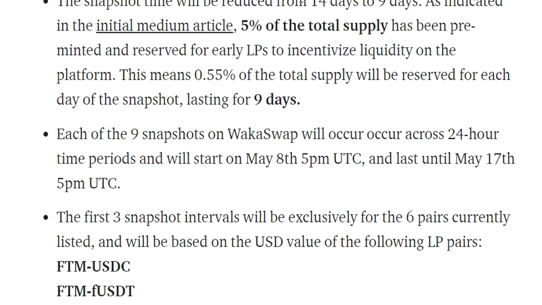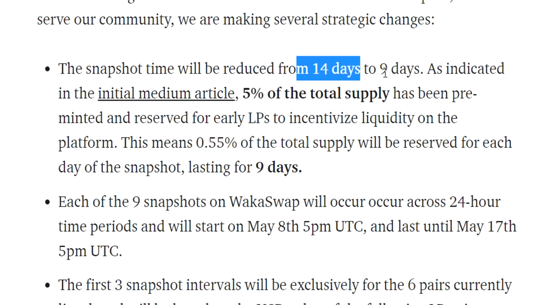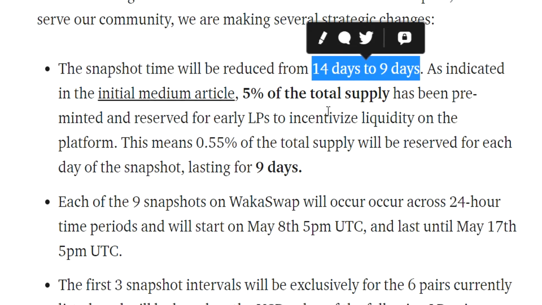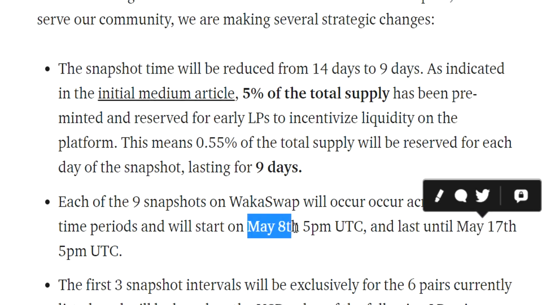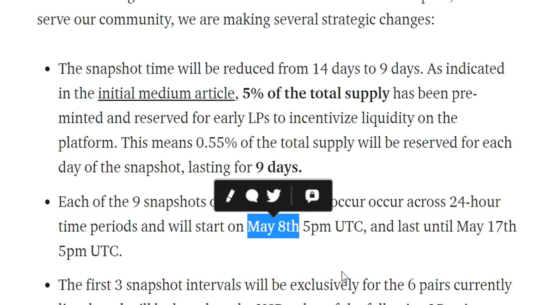The snapshot will be reduced from 14 days to 9 days. So before they were going to do 14 days of snapshots of liquidity and drop the tokens to those people who provide liquidity. Now they've reduced this to 9 days. The first day is May 8th, and it's now May 10th. So I'm 2 days late on this.